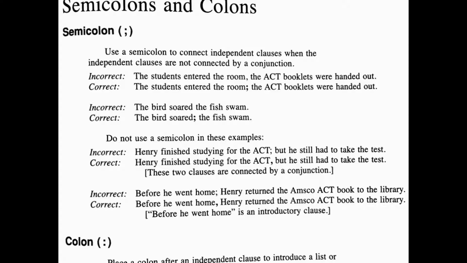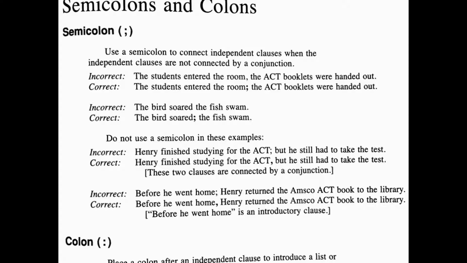Here we go. You're going to use a semicolon to connect independent clauses when the independent clauses are not connected by a conjunction. All right, so this first sentence here is a common mistake. The students entered the room, comma, the ACT booklets were handed out.